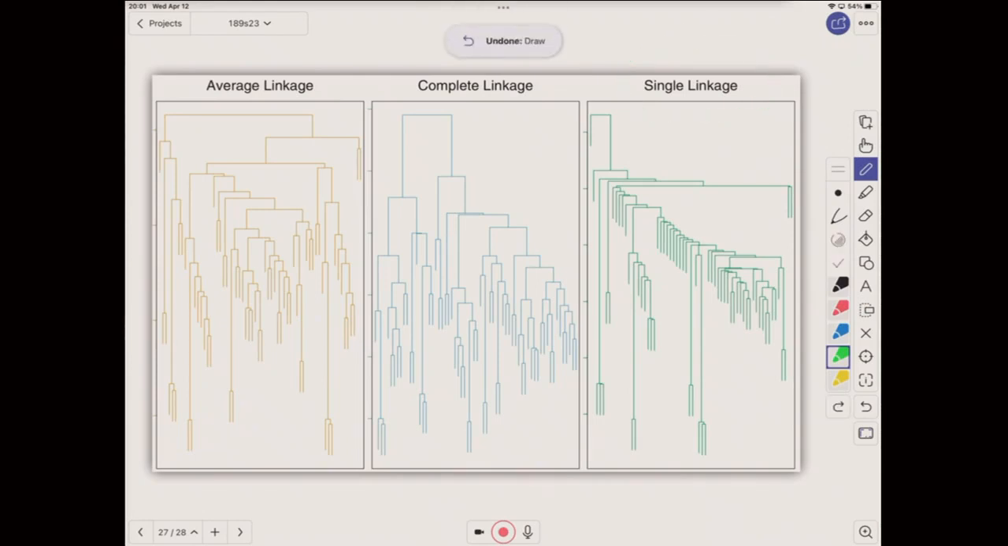The complete linkage, by contrast, tends to give you very nicely balanced trees because now we're looking at the maximum distance between 2 points in the cluster. And so as clusters get bigger, it's harder for them to fuse with other clusters. So that's why you get a very nicely balanced tree. The average link, decent balance, not quite as balanced as the complete linkage.